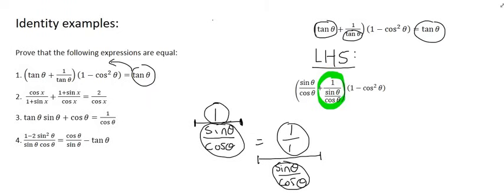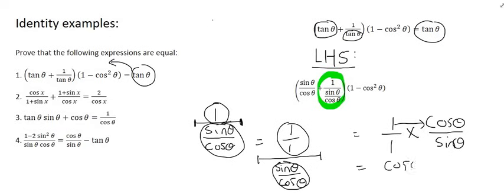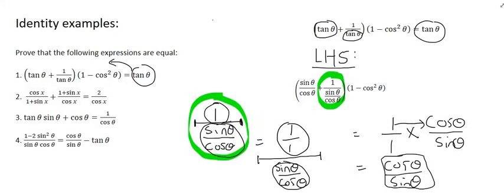You're going to end up with 1 over 1 times, and now we switch that other one around, cos theta over sin theta. Then you simply times top and top, which is just cos theta, times bottom and bottom, which is just sin theta. So that whole expression that we started with over here is actually just going to become that over there.